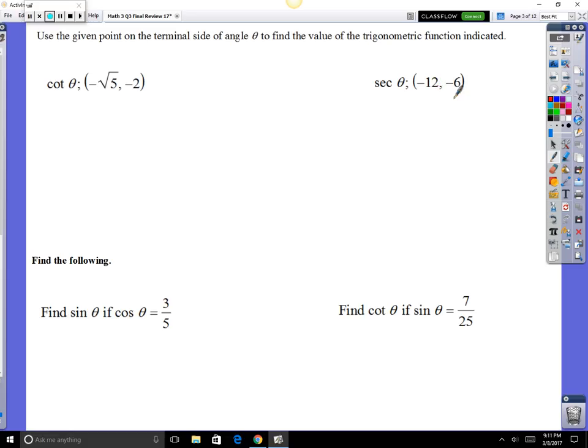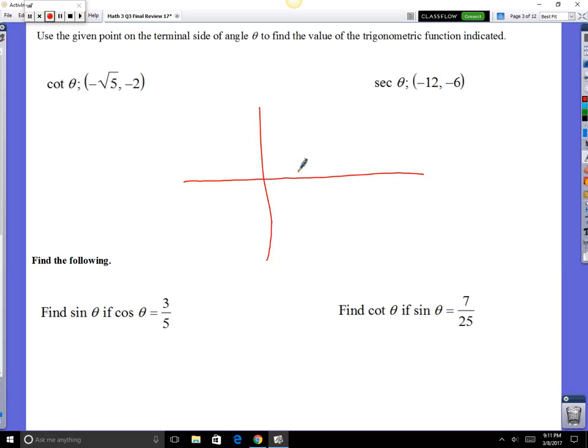This point right here, negative 12, negative 6, is also in quadrant 3. So I'm going to go left 12, down 6. There's a point. So I am going to spin and stop until it goes through that point. From that point, I'm going to go vertical, make a 90. This piece is negative 12. This piece is negative 6. And we need secant. Secant's married to cosine. Cosine is x over r. So now we do need the radius.